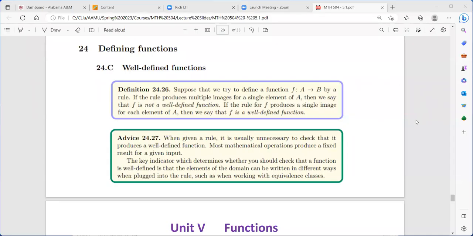So we were talking about functions, defining functions, the first section in this unit. We talk about the definition of functions. We talk about piecewise defined functions, especially we did several examples. Piecewise defined functions, or piecewise functions, are very common.